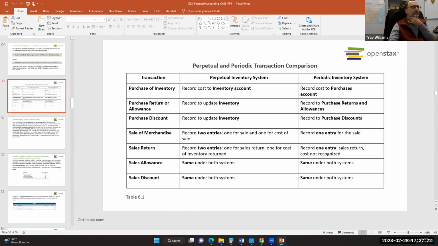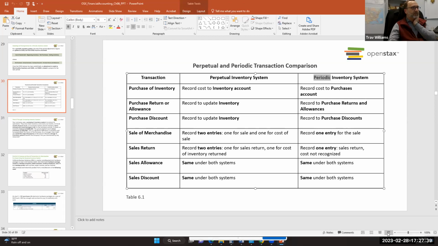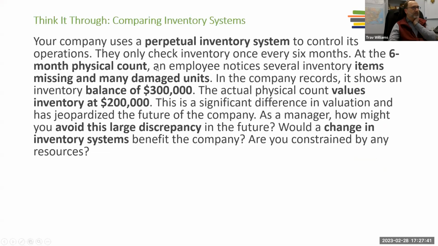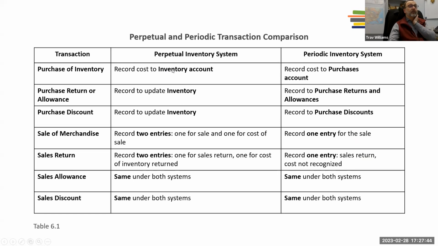Is this the one? Yeah, I think it was. So this one page compares the perpetual inventory method and periodic. So it tells you if you're purchasing inventory, you're going to record that to merchandise inventory, right? If you're using the perpetual method. If you're getting an allowance, a return, or a discount, that's reducing merchandise inventory if you're in the perpetual method.